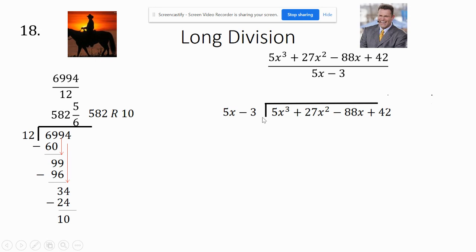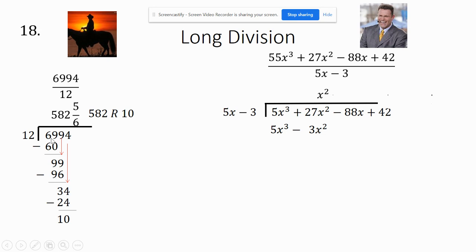And what would I multiply by 5x to get 5x cubed? You always have to match the first term. Well, that would just be an x squared. So I'm going to put an x squared in front here. Notice this is an x squared, that's an x squared. X squared times 5, because over in this problem I took 5 times 12 to get 60. I'm taking x squared times this, which is 5x cubed minus 3x squared.